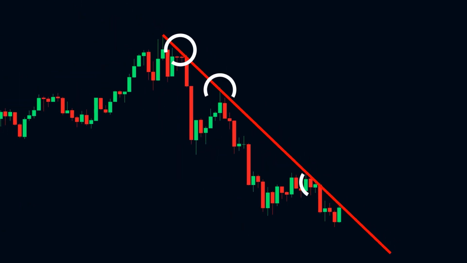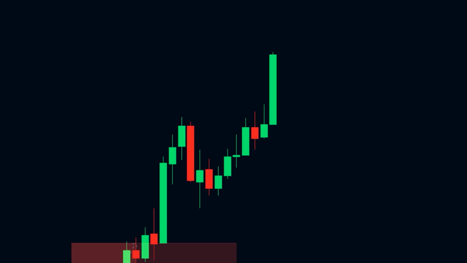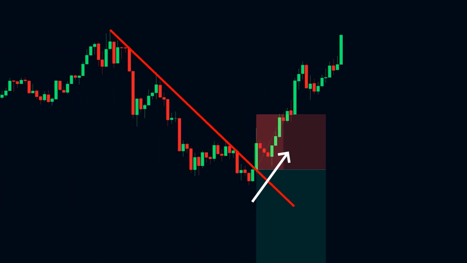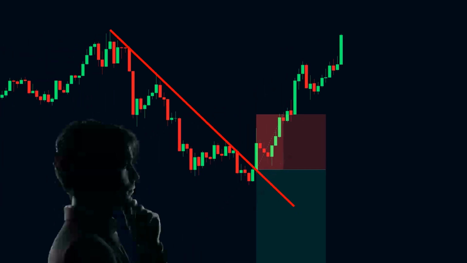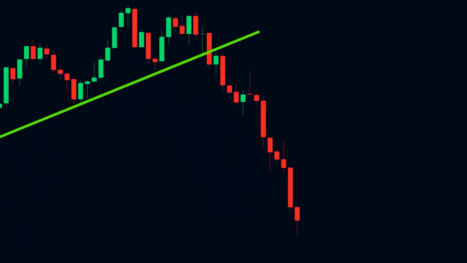You drew a trend line, 3 clean touches, clear direction, and it held every time until you placed a trade. Price didn't bounce. It sliced right through your lines with no warning and no respect. Sounds familiar? That's not just bad luck. It's what happens when the market stops respecting a level you thought mattered.